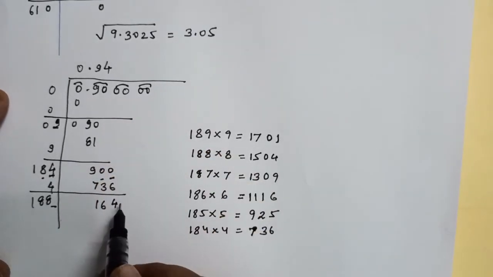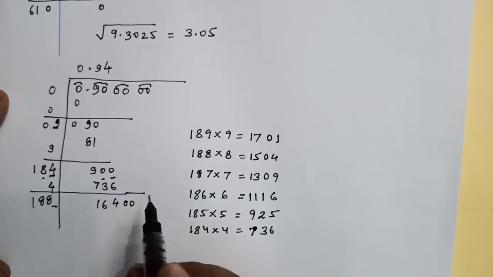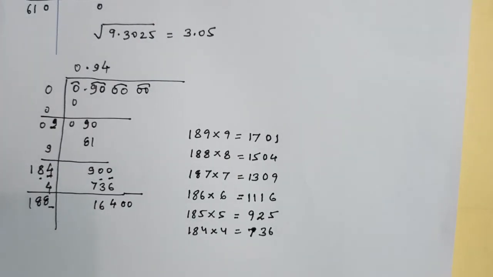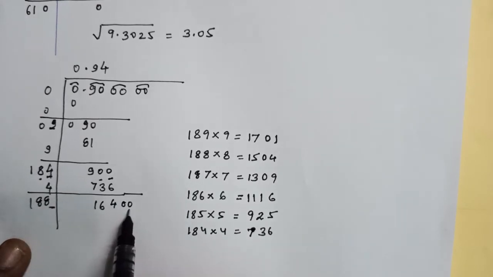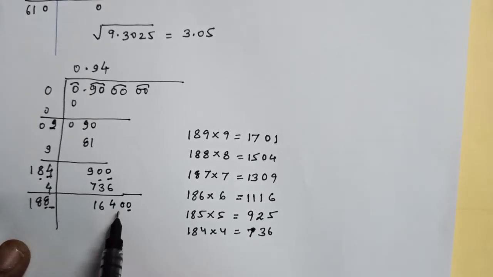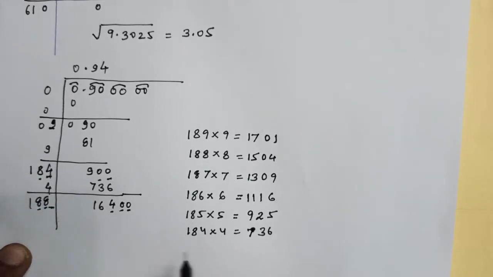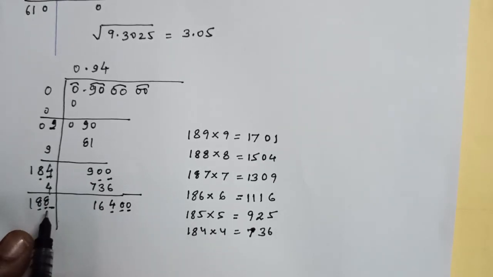Next pair 0 0. Cut. 116. Here take a single digit. So suppose the number is 9.